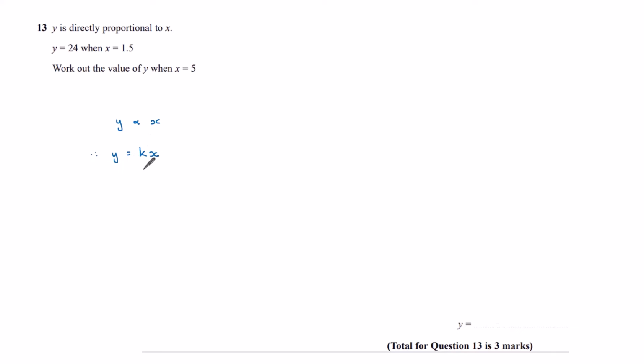We can find this constant because we've been told that y is 24 when x is 1.5. So if I substitute in those values, 24 is equal to 1.5k. Dividing by 1.5 gives me a k value of 16, which means that instead of y is equal to kx, I can write y is equal to 16x. And so if I want to find y when x is 5, I can substitute 5 into this, and so y is 16 times 5, which is 80.